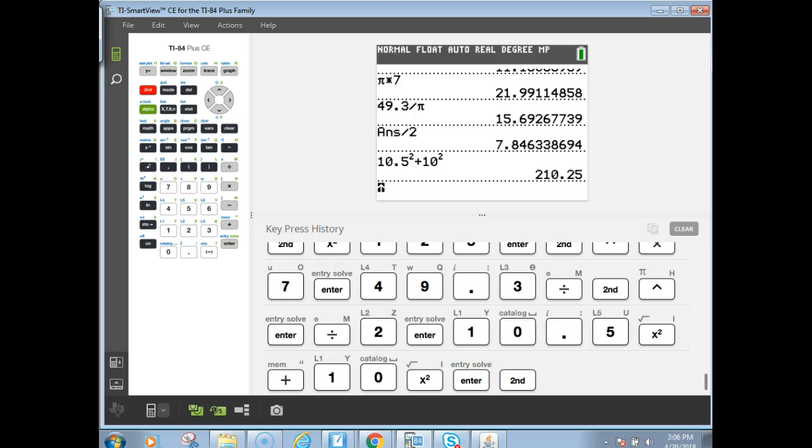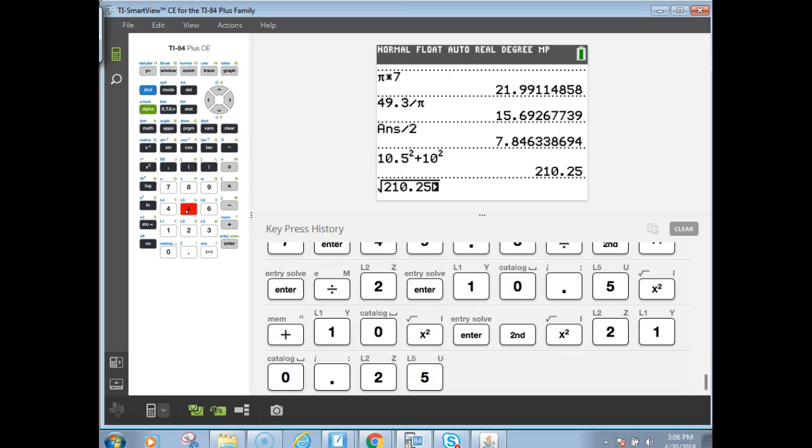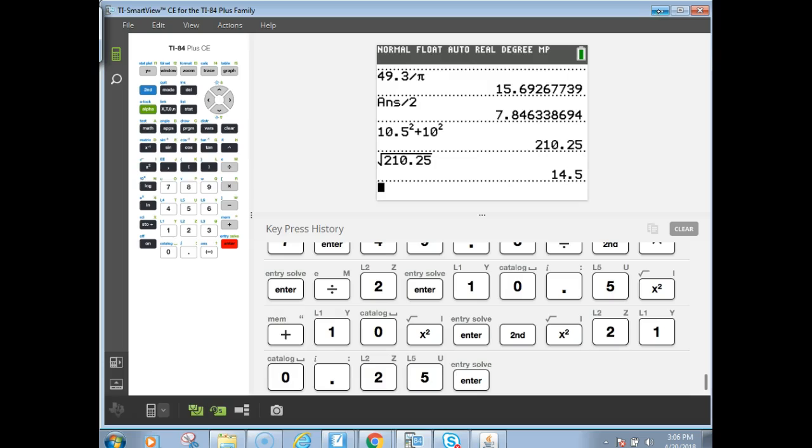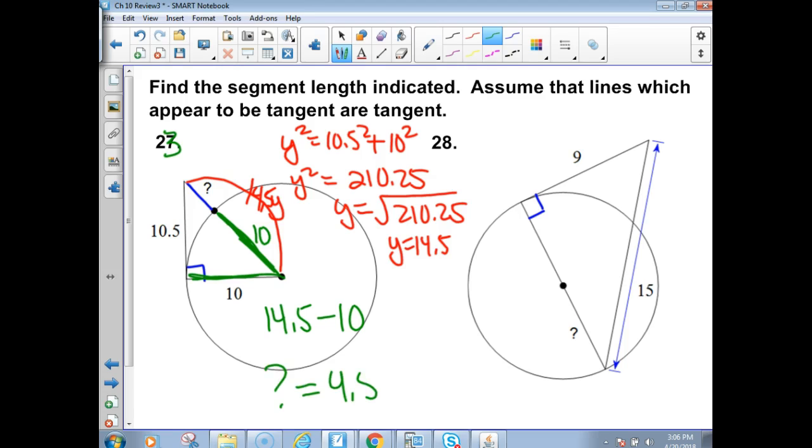What am I going to do after I find this answer, though, to get the piece I really want? I got 14.5. That's the whole hypotenuse here. What is this piece that I don't need? Oh, that's the radius. This would be 10. So how big is it from here to here? 14.5 minus 10. So the question mark part is equal to 4.5.